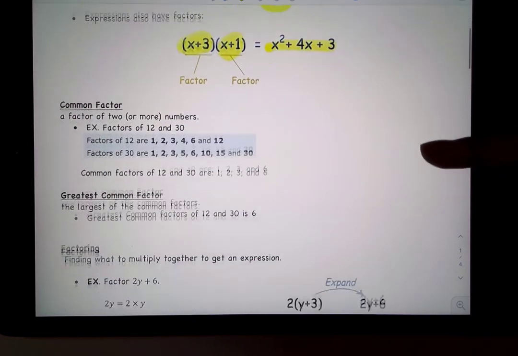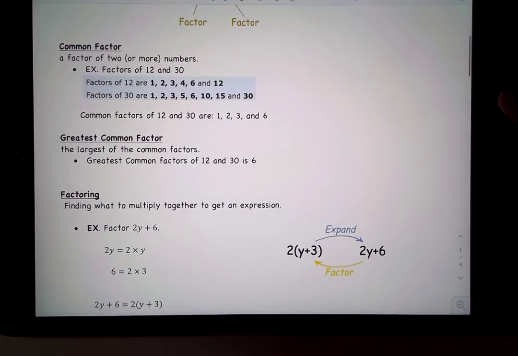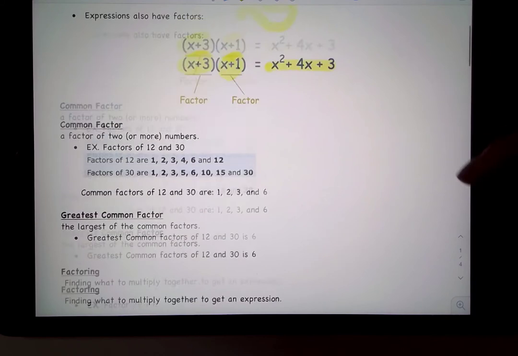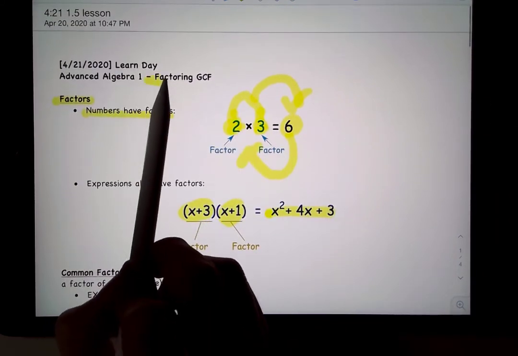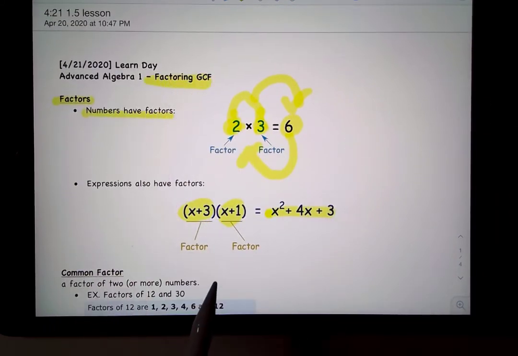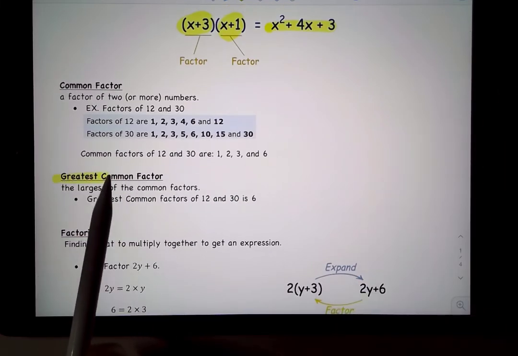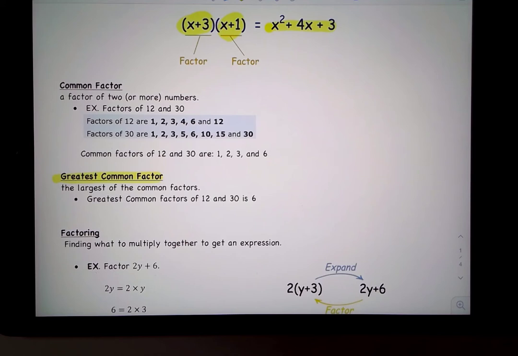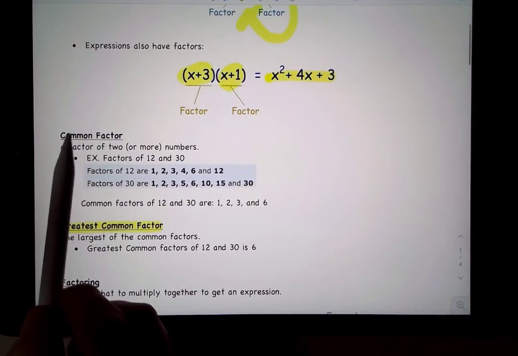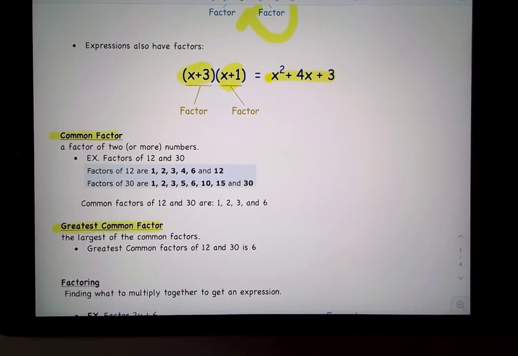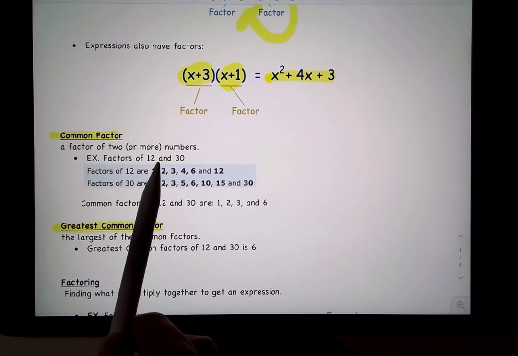Look at this one, guys. We need to find a common factor, because today's title is Factoring GCF. GCF represents greatest common factor. Before we do the greatest common factor, we need to know what a common factor is. A common factor is a factor of two or more numbers. Look at this one: factors of 12 and 30.